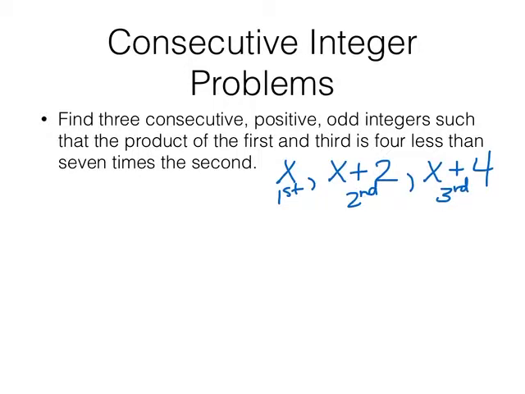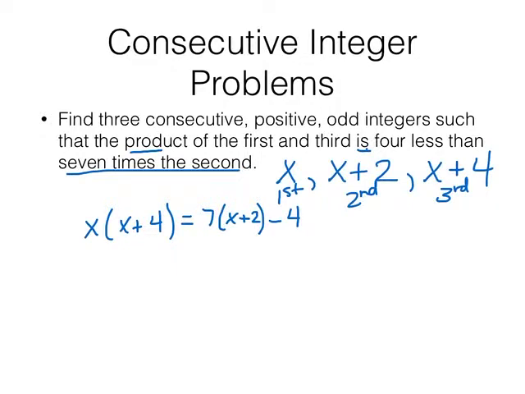Okay? The product of the first and third. The first and the third, the product of them. So this is where this equation becomes quadratic rather than linear, because we're going to be multiplying x times x. Is. So the product of the first and third is my equal sign. 4 less than. 4 less than what? 4 less than 7 times the second, 7 times the second integer. And there's our equation.